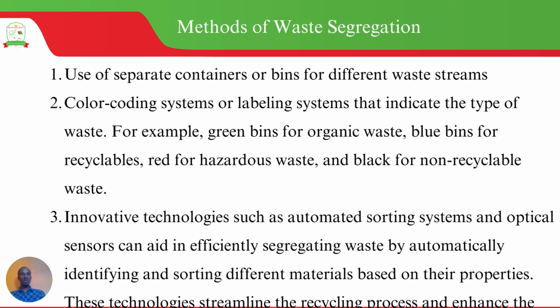So methods of waste segregation include use of separate containers or bins for different waste streams. You can have color coding systems or labeling that will indicate the type of waste. For example, you can say the green bin will be for organic waste or that waste that can be biodegradable. The blue bin to be for those wastes that can be recyclable, and the red for the waste that is hazardous, then black for waste which is non-recyclable.